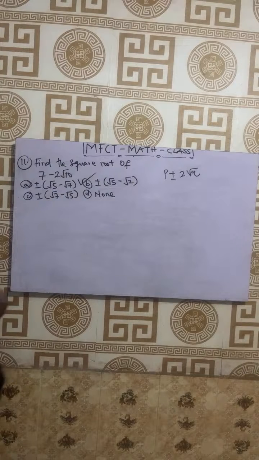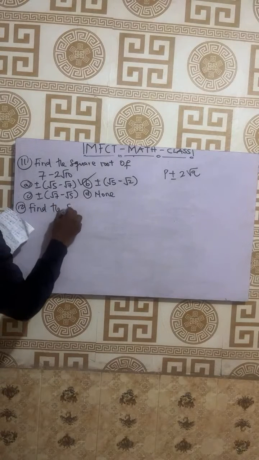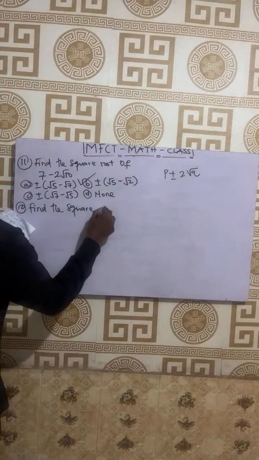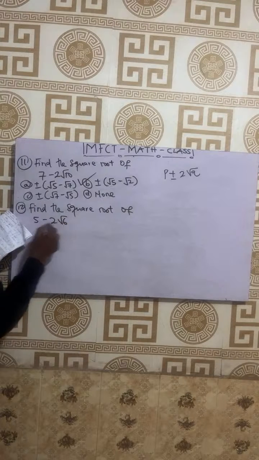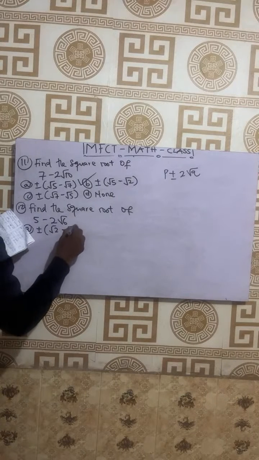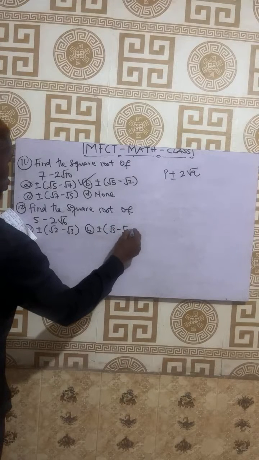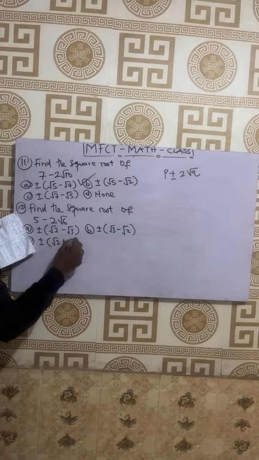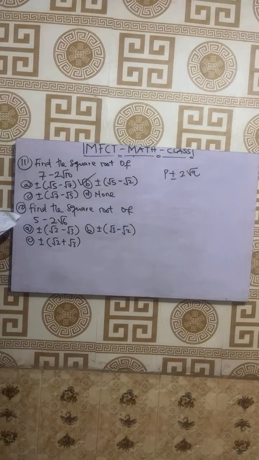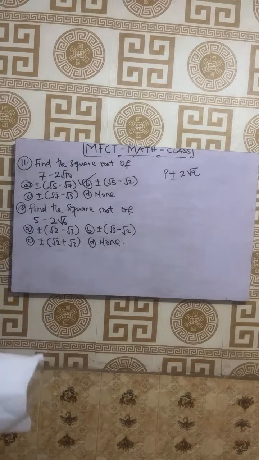The question is this. Number 12. Find the square root of 5 minus 2 root 6. Option A, plus or minus root 2 minus root 3. Option B, plus or minus root 3 minus root 2. Option C, plus or minus root 2 plus root 3. Option D, none. So guys, look at this question.